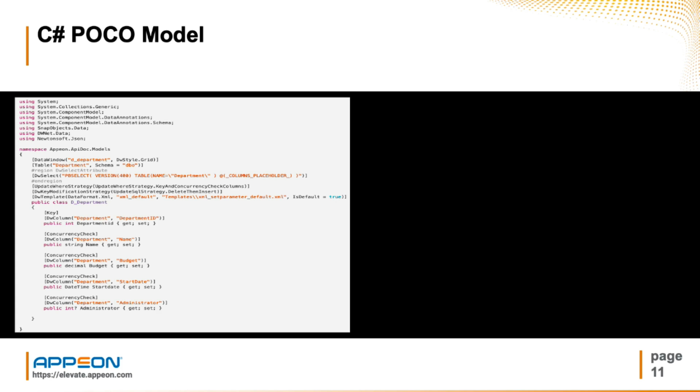We can also declare the XML templates that we want to use. Next, we find the name of the class, which in this case is d_department. You can take that as if it was basically the data object. Inside of it, we can see that the columns have been declared here too. So the first one is a key data window column. It is the department ID integer column, as you can see right there. Then the next one is a string column, and it is called name. And we have a concurrency check on that column. Then you'll see that we have the budget, the start date, and the administrator columns.